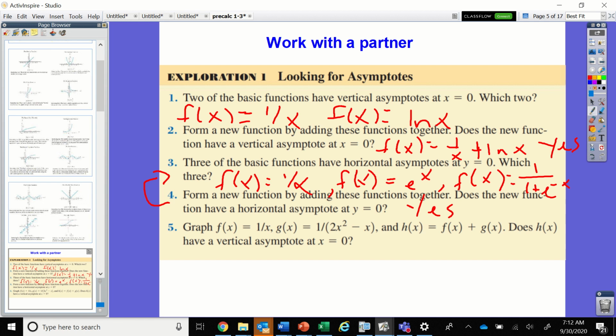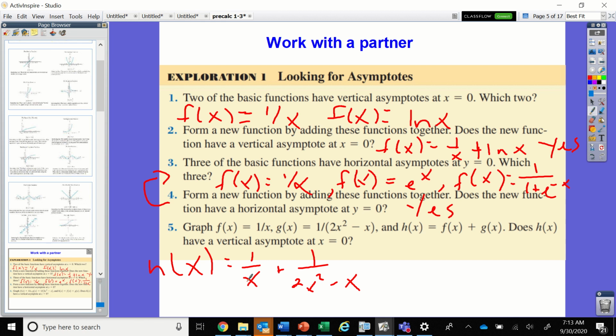The last one says if you graph the functions f of x equals 1 over x, g of x equals 1 over 2x squared minus x, and then h of x is the combination of both of them, does h of x have a vertical asymptote at x equals 0? This one's kind of interesting. So let's take a look. If you combine these two together, you get h of x, which is 1 over x plus 1 over 2x squared minus x. If you graphed this function, you might think, of course it's still going to have a vertical asymptote at x equals 0 because of this issue right here.